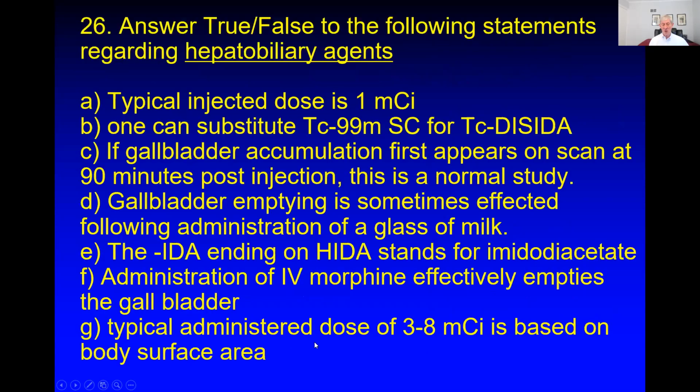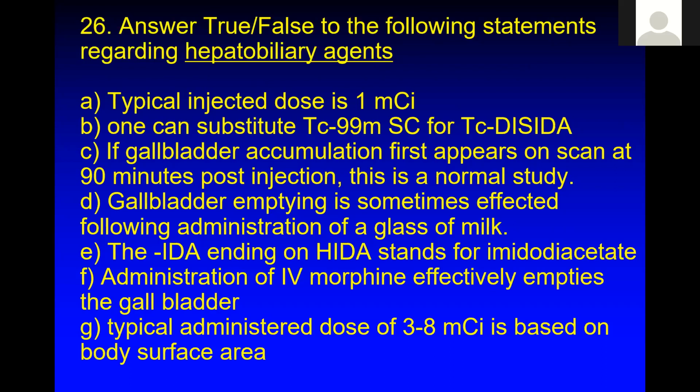Okay, true or false? Now, you know, in true or false questions, you obviously have a 50% chance of getting it right. And still, some of them are really easy to miss. Let's take a look. These are all true, false, and they're all about HIDA studies, about mebrofenin and disofenin. A, true or false? The typical injected dose is 1 millicurie. False. It's 3 to 8 based on what?